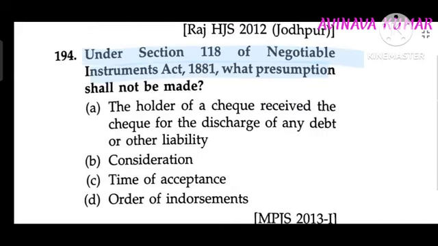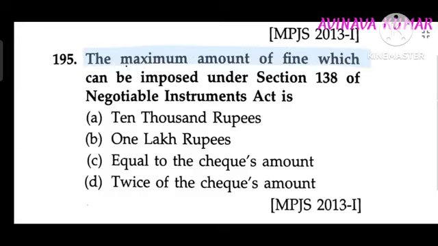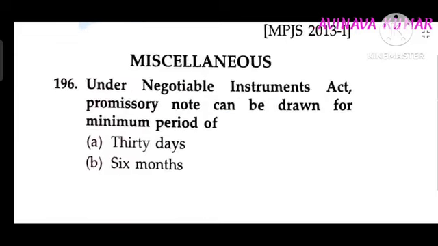Under section 118 of NIA, presumptions shall be made that the holder of the check received the check for discharge of any debt or other liability. The maximum amount of fine which can be imposed under section 138 of NIA is twice the amount of the check.